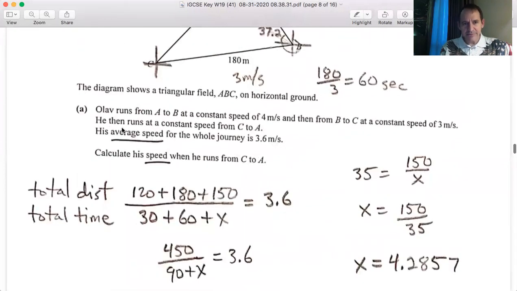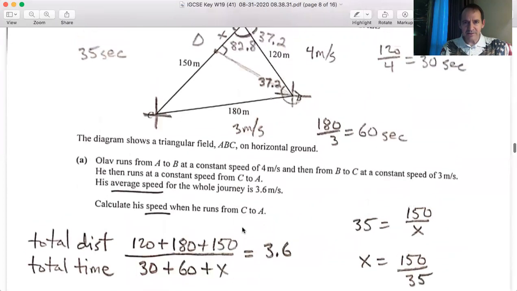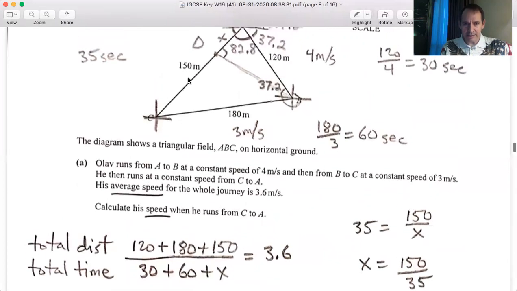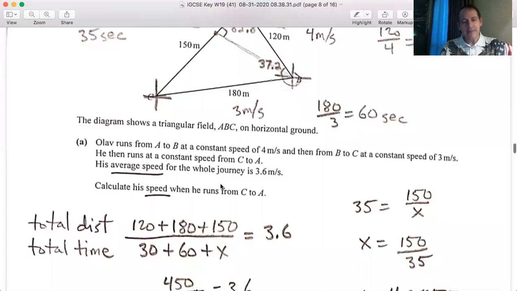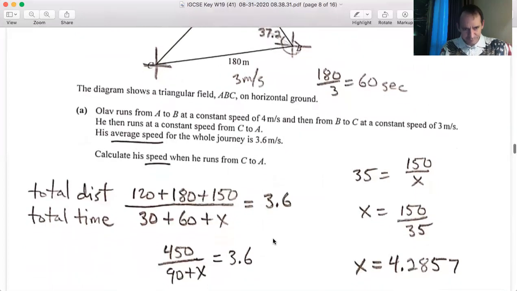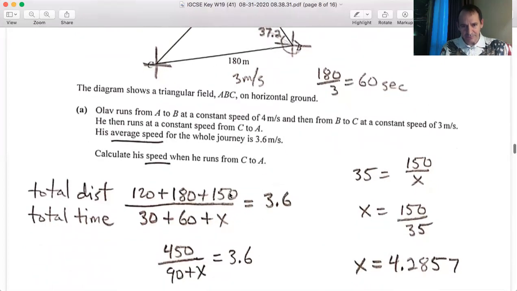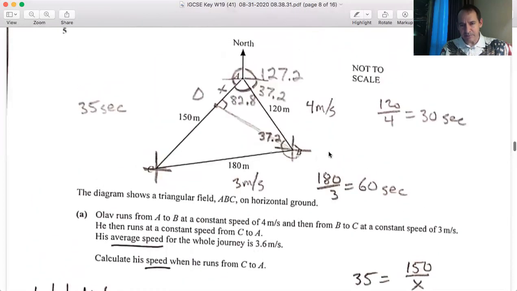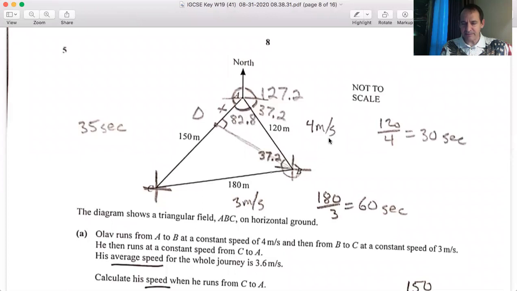Well, it gave us average speed. Average speed is total distance over total time. So the total distance is easy. It gives us 120, 180, and 150 as the three legs of this trip. So 120, 180, and 150, that part's easy. But now we need to calculate time. Well, time is distance divided by speed. Remember, rate times time equals distance. So if you solve for time, it's distance over rate.